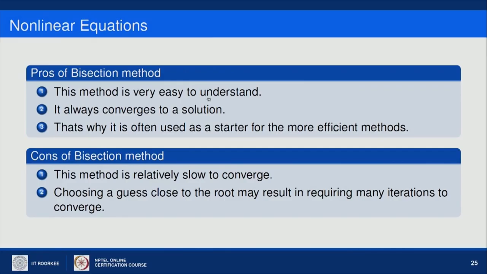We are having some advantages when we are using the bisection method, as well as some disadvantages. Advantages: this method is very easy to understand. It always converges to a solution. That's why it is often used as a starter for other more efficient numerical techniques.